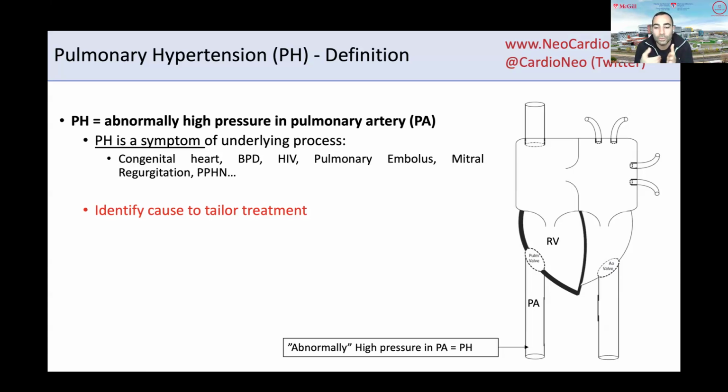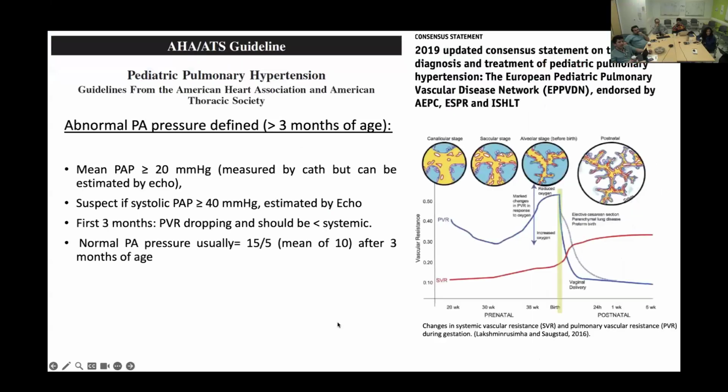And the process for you to figure out what's the cause of this RV failure and high PA pressure is going to be very important in dictating how you're going to treat these patients. You're not going to put INO on all these patients, right? Even if the PA pressure is high.